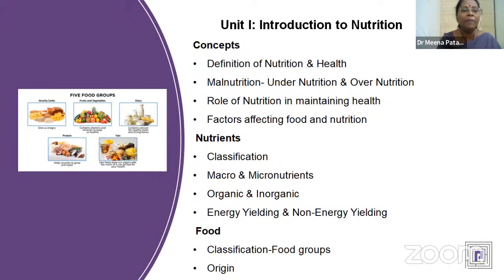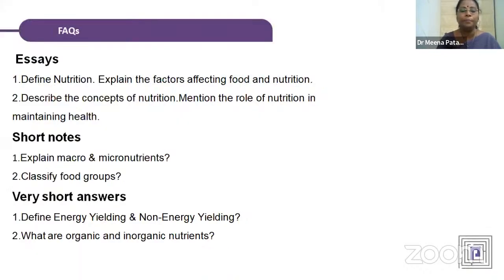You can see on your left-hand side the pictorial depiction of these, the classification of food groups or the nutrients, then macro and micronutrients, organic and inorganic components present in food, which may not be considered as nutrients, but which play a very important role in providing immunity to the body, then energy yielding and non-energy yielding nutrients. Now, we study the classification of food groups, the origin of the food groups.